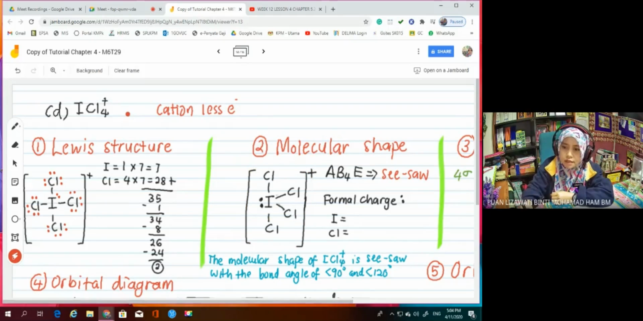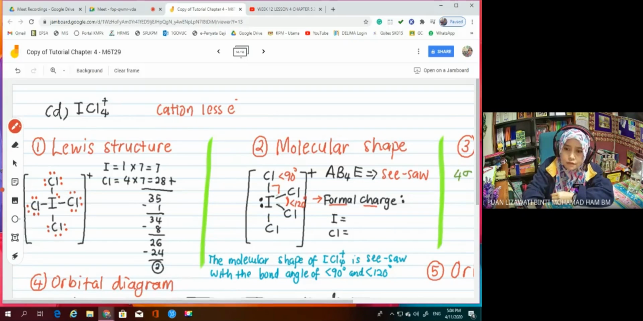So here is the sample of the explanation. Mention the shape, seesaw, and the bond angle here. Less than 90, so the less than 90 is referring to here. And the bond angle here is less than 120. For the cation, or an ion, you have to add one more step, that is formal charge.